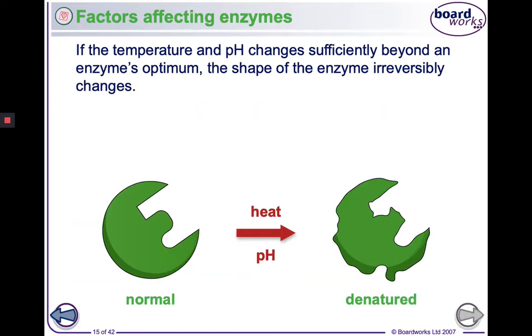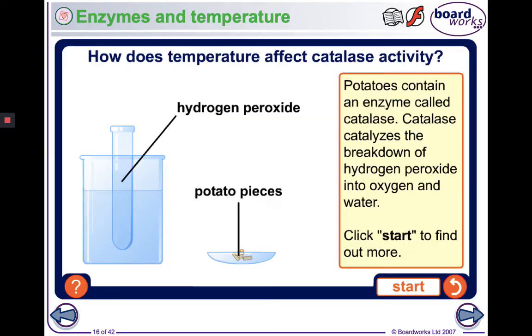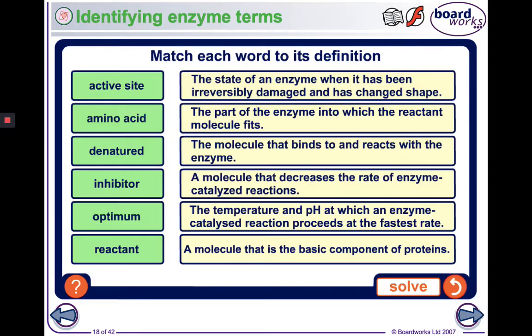If the temperature and pH change sufficiently beyond an enzyme's optimum, the shape of the enzyme irreversibly changes and it becomes denatured, because enzymes are proteins. This affects the shape of the active site and means that the enzyme will no longer work. So the optimum pH and temperature are very important. If it's very cold or very hot, the enzyme cannot work properly. At the end of this process, they are denatured.